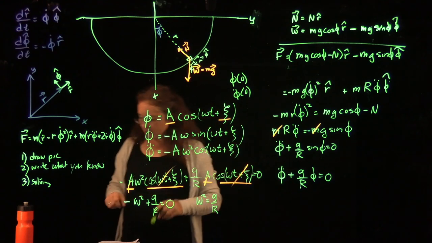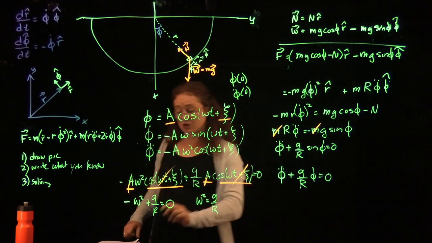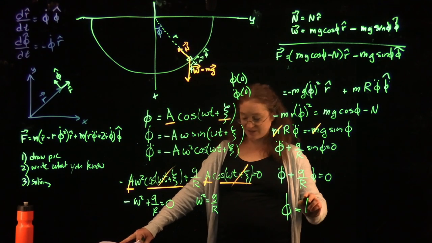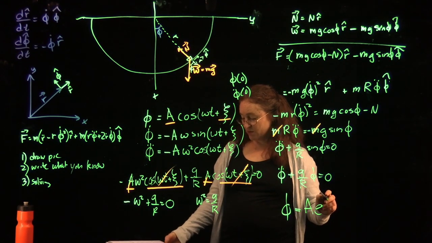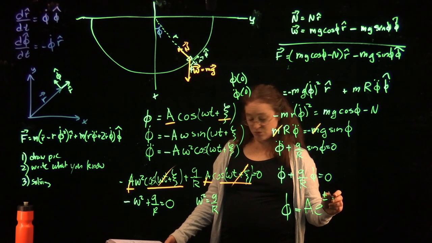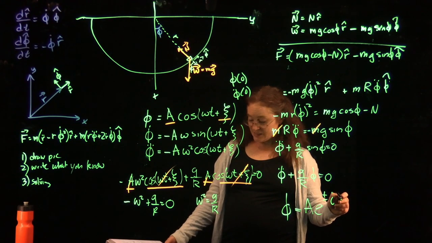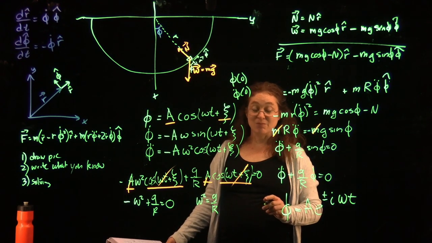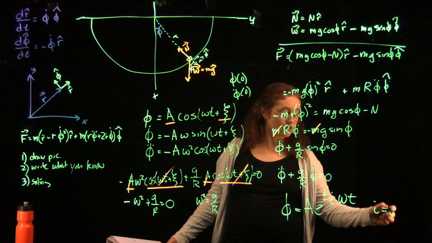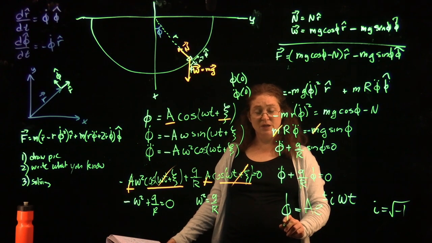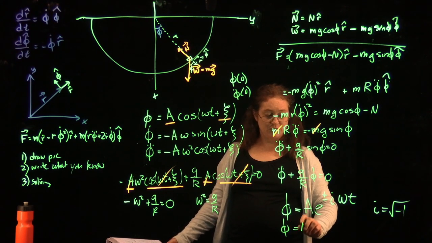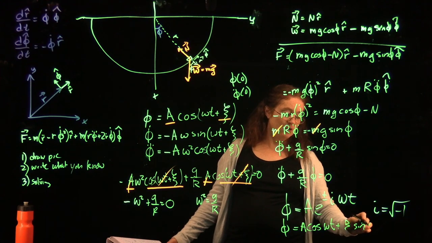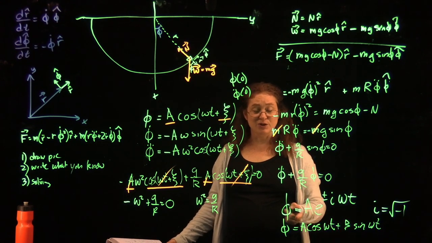Now, I'm going to leave this for a later chapter, but you also can describe these solutions as exponentials of complex numbers. We're going to cover complex numbers in a little bit. You could instead write this as e to the plus or minus i omega t. You'd get the same omega. i here is the square root of negative 1. You also could describe this as phi equals A cosine omega t plus B sine omega t. And sometimes this version is more useful than that.